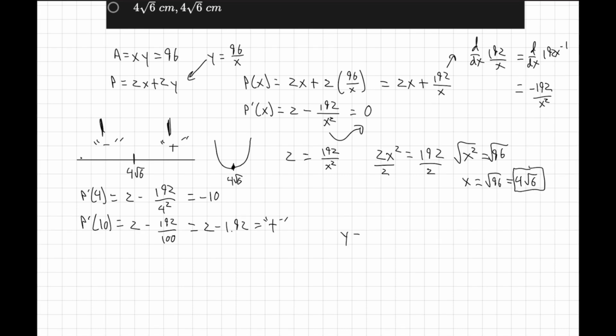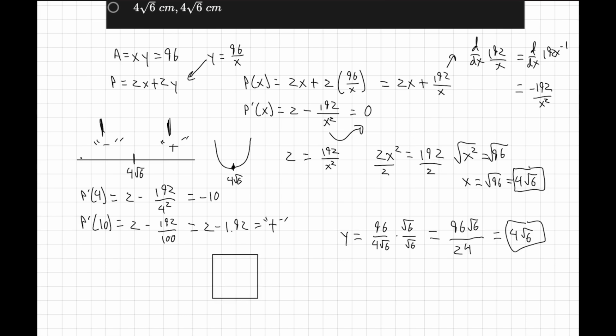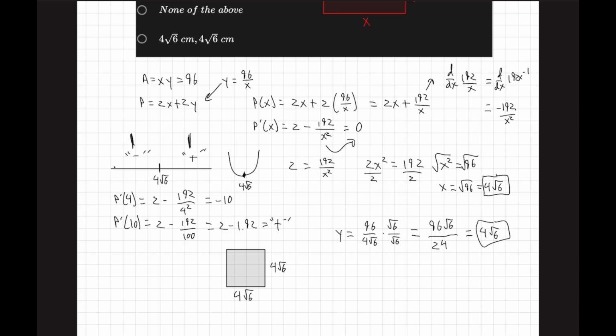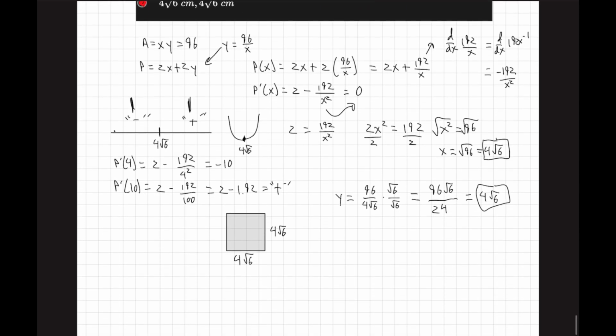We know y is equal to 96 over 4 root 6. So rationalizing, we just multiply top and bottom by root 6 and we have 96 root 6 over 24 equals 4 root 6. So we have that the rectangle, in fact, needs to be a square with 4 root 6 as the width and height. So that leaves answer choice D, I think, or 4, whatever the last answer choice is.